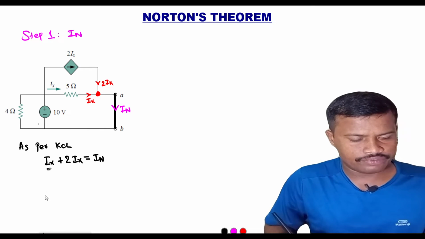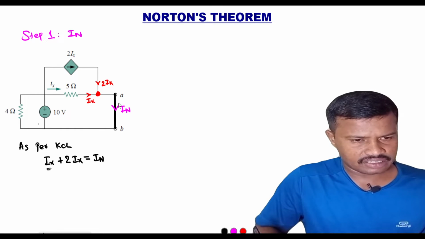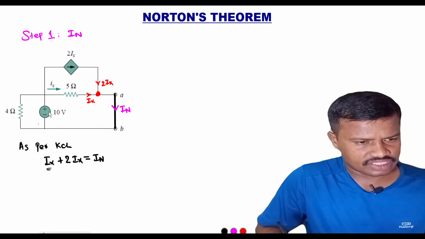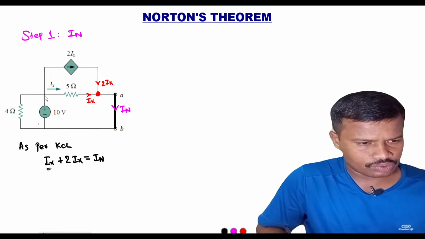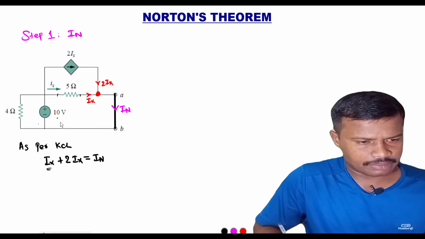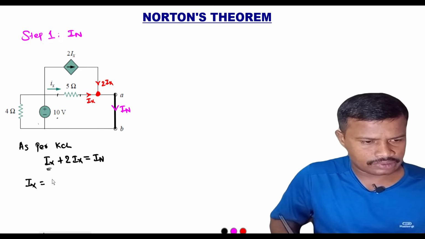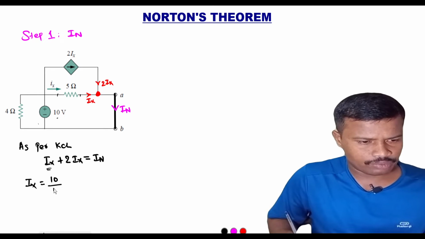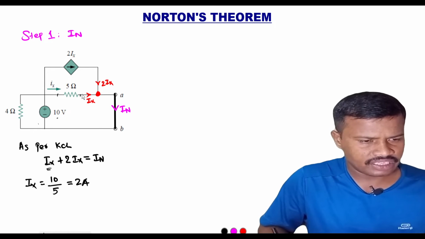Now we need to find the value of IX. IX is the amount of current flowing through the 5 ohm resistor. When we look from the terminals A and B, the 10 volt voltage source is directly connected with the 5 ohm resistor. The positive terminal of the voltage source is connected with one end of the 5 ohm resistor, and the other end is directly connected with the negative terminal of the 10 volt source. So the current flowing through the 5 ohm resistor, IX, is equal to 10 divided by 5 ohm. So the IX value is 2 amps. So 2 amperes of current is flowing through the 5 ohm resistor.